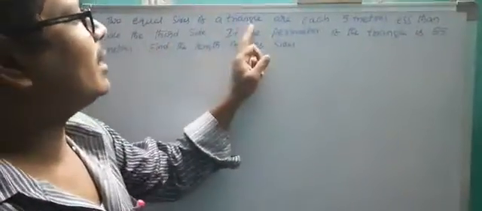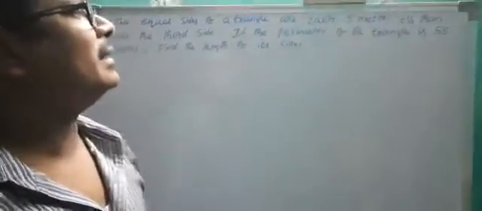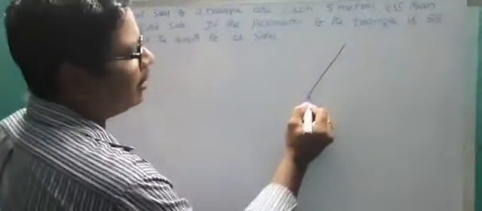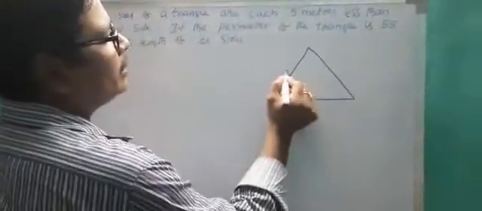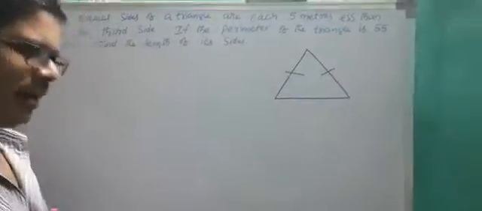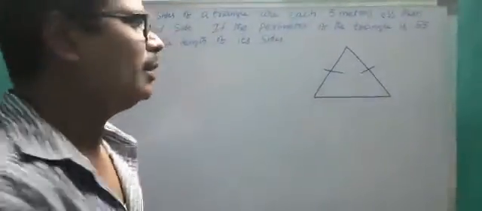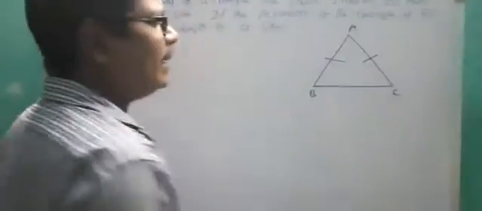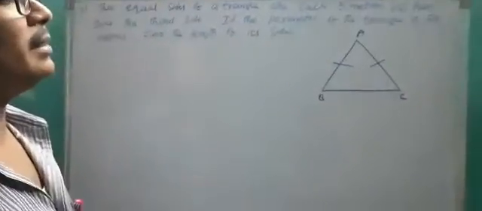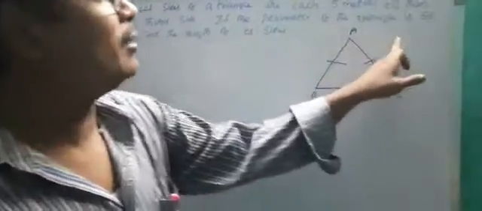Two equal sides of a triangle are each 5 meters less than twice the third side. First of all, I draw one triangle. This is an isosceles triangle because two of the sides are equal. Let us take the triangle ABC. Here AB equals AC, that means two sides are equal, so this is an isosceles triangle.